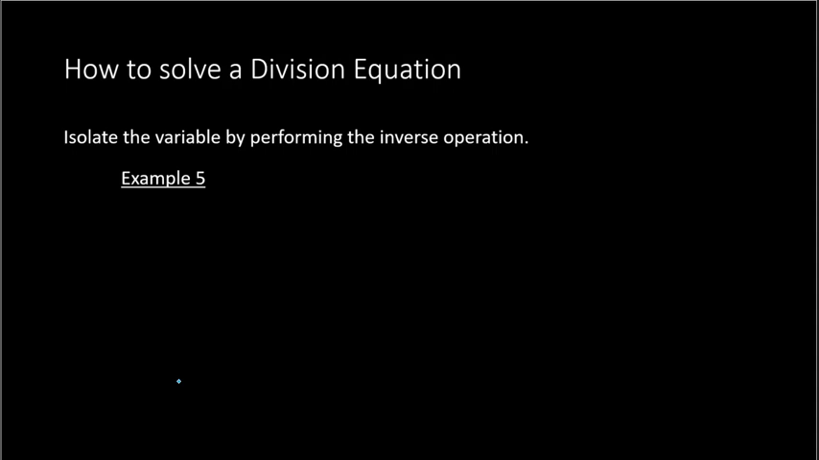Example 5, we now have a decimal thrown in here. So now we have y divided by 0.3 equals 2.5. So the steps are the same, where to get rid of the division, we do the inverse of dividing, which is multiply. So we multiply both sides by the 0.3, and when we do that on the left side, the 0.3s will cancel on the top and bottom. Now you have y remaining on the left side. And then on the right side, we have 2.5 times 3, or times 0.3.